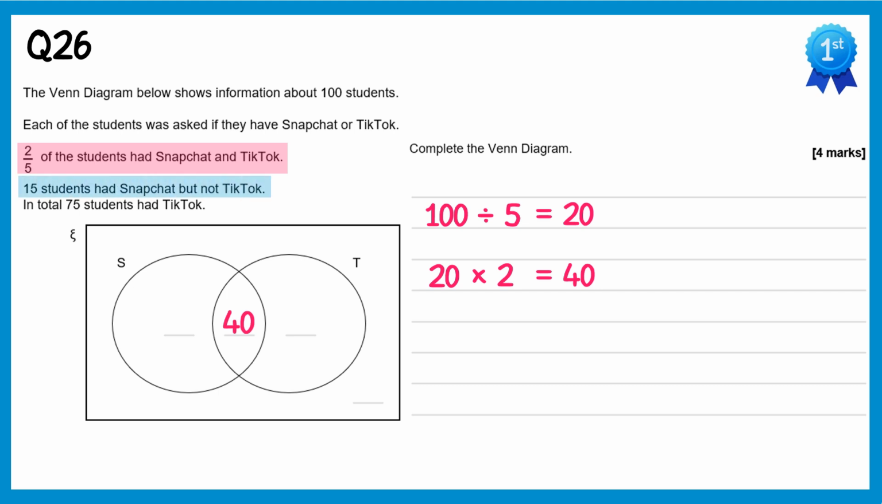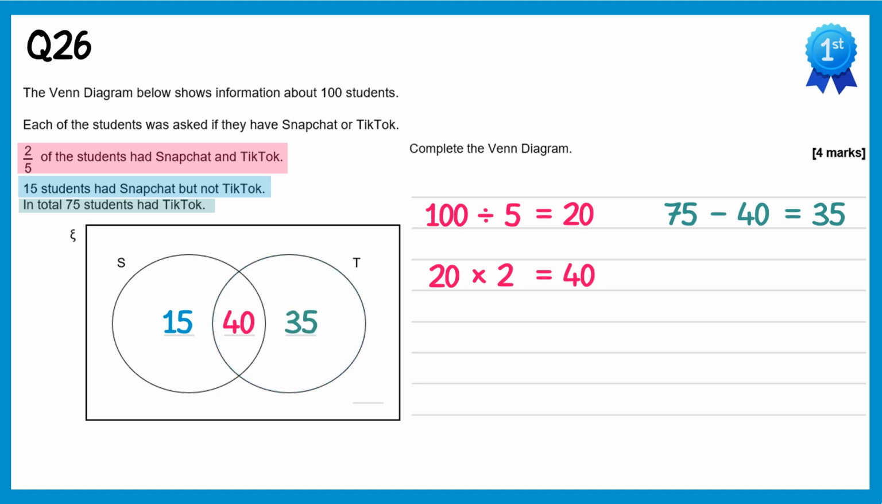Now we have 15 students that had Snapchat but not TikTok. That's this left section here, so 15 students, Snapchat but not TikTok. And then we've got 75 students have TikTok in total. This means that the whole of the TikTok circle here needs to add up to 75. There's already 40 in this circle from earlier, so we do 75, take away 40, which gets you 35. So the missing value in this circle is 35.